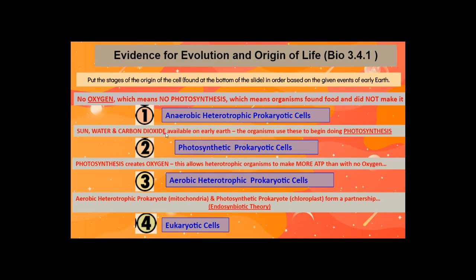Then sun, water, and carbon dioxide became available. Photosynthesis started happening, so we ended up with photosynthetic prokaryotic cells that could make their own food. Remember, photosynthesis makes oxygen, so that allowed aerobic heterotrophs, things that needed oxygen, to evolve. And finally, the mitochondria and chloroplast formed a symbiotic relationship. We call that endosymbiont theory, and that led to eukaryotic cells.